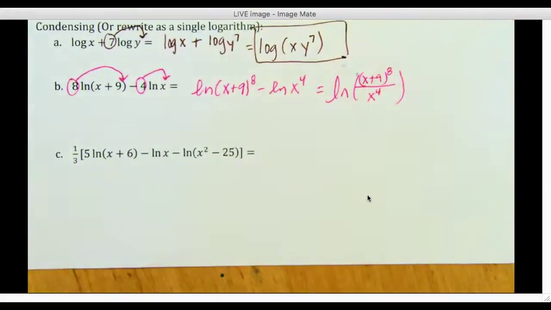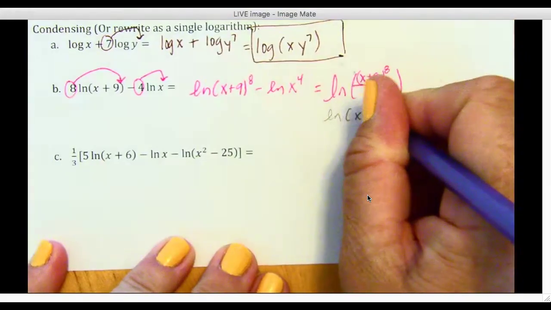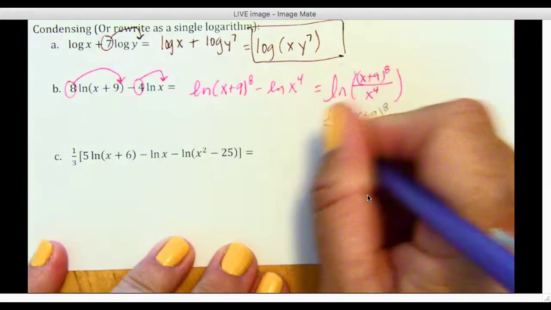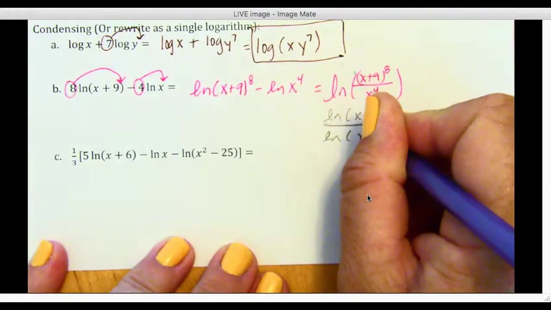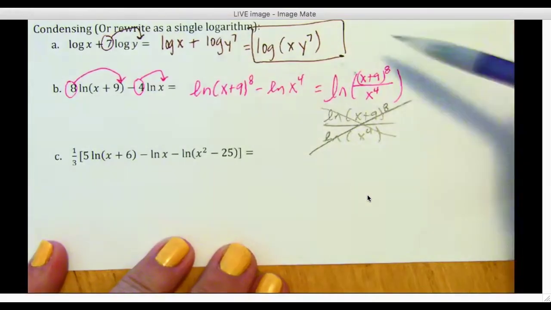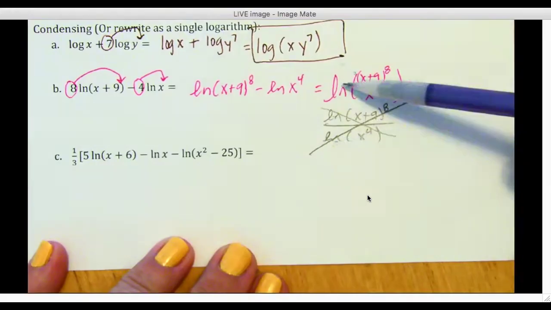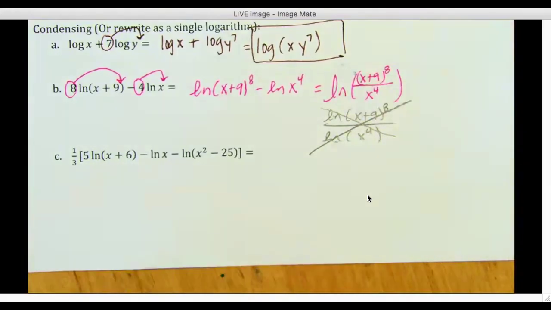Now, sometimes I'll have students ask me if they can write it like this, and if it means the same thing. ln of x plus 9 to the 8th power over ln of x to the 4th power. This is not the same thing. So you cannot write this way as two separate natural logs. It's condensing to a single logarithm.